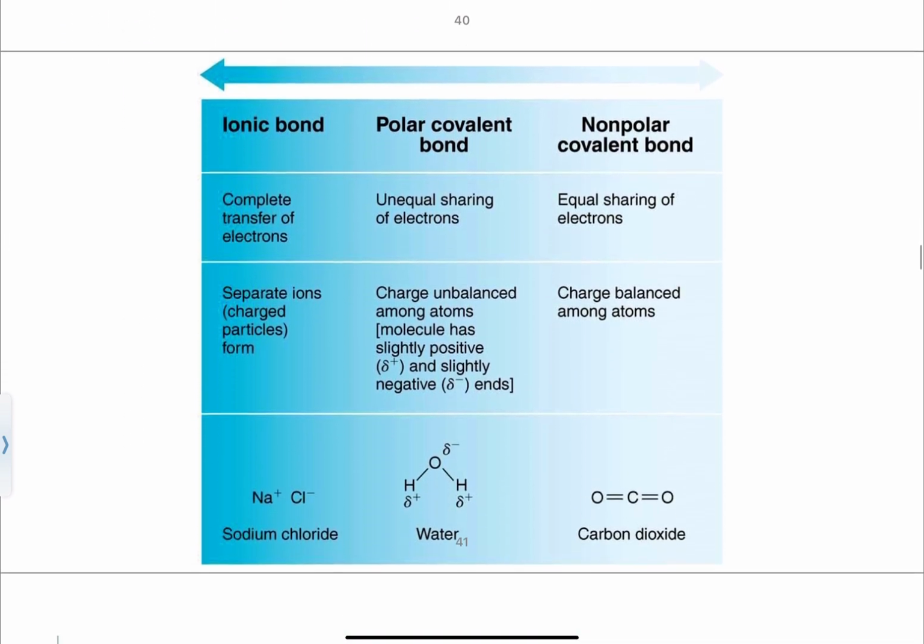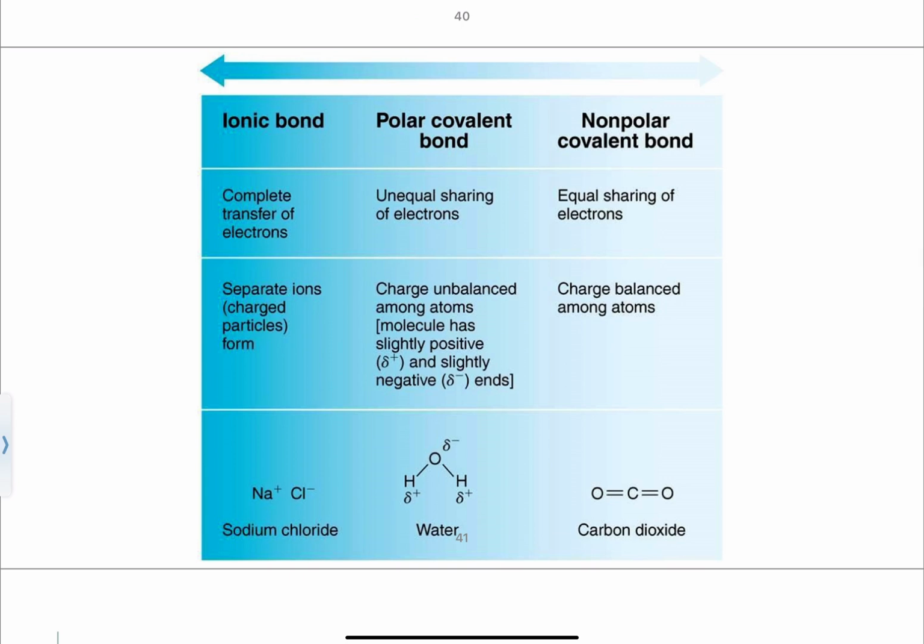So this is just kind of an overview of the types of bonds when we talk about ionic, polar covalent, and nonpolar covalent. What it's showing you is the distribution of electrons. If we're talking about an ionic bond, we're talking about the complete transfer of electrons. If we're talking about covalent bonds, they're being shared. If they're not being shared equally, that would be a polar covalent bond. If they are being shared equally, that would be a nonpolar covalent bond.